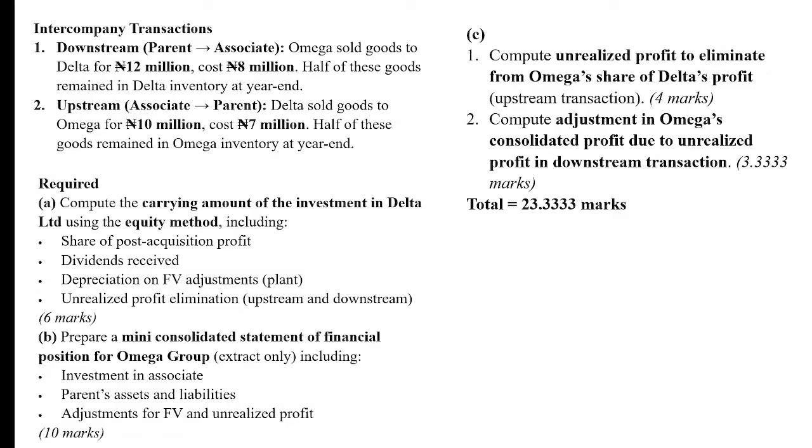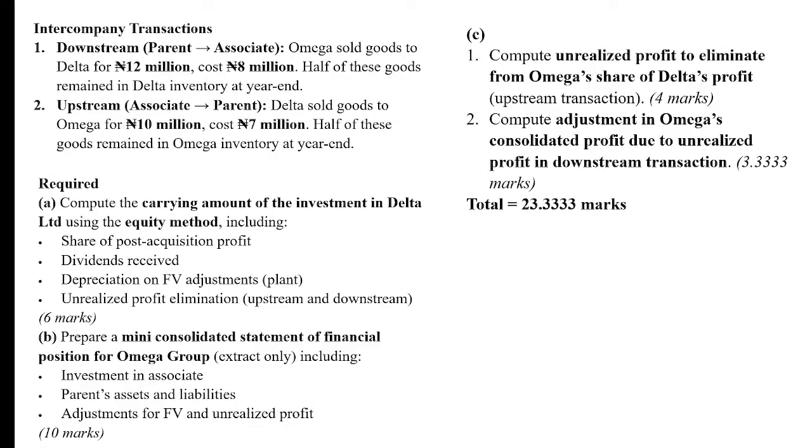So these are the questions. Note the intercompany transactions. We have the downstream, which is parent investing in associates. Omega sold goods to Delta for 12 million, cost 8 million. Half of these goods remained in Delta's inventory at year end. Upstream, associate to parent. I have purposely put downstream and upstream for you so that you can understand. Delta sold goods to Omega for 10 million, cost 7 million. Half of these goods remain in Omega's inventory at year end.